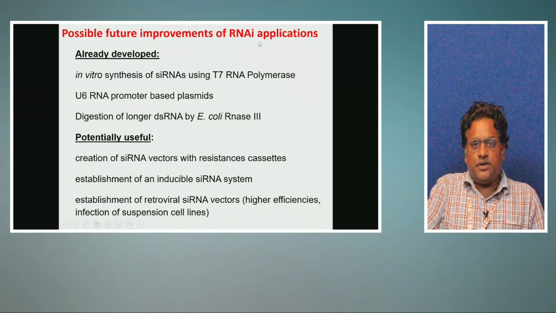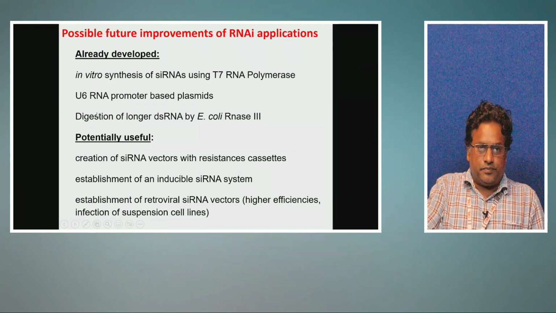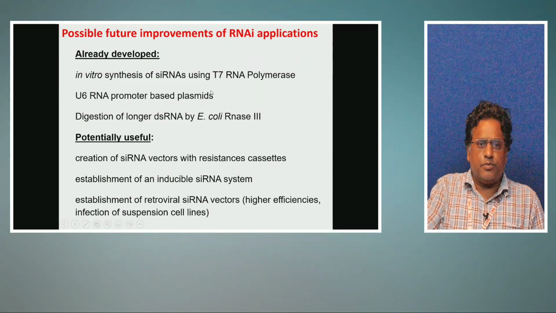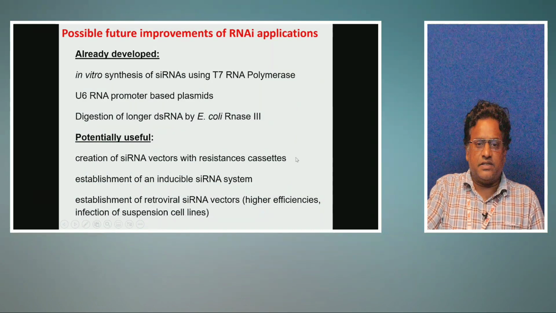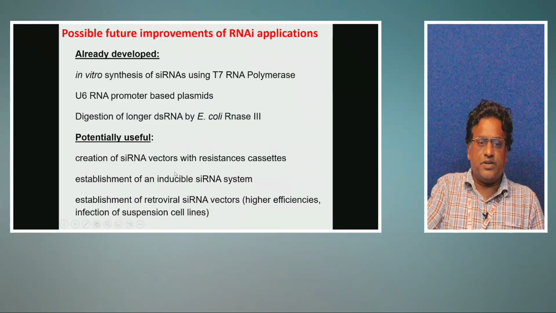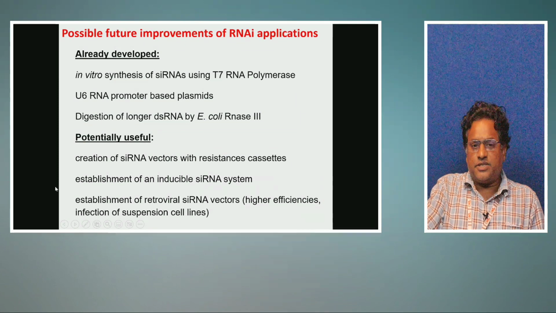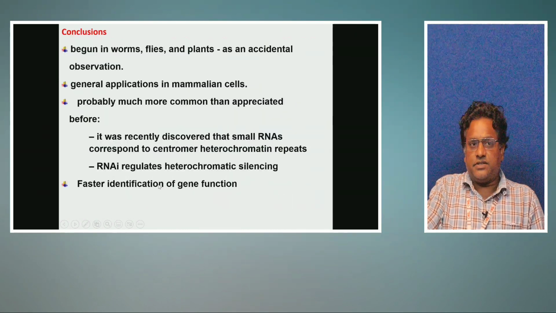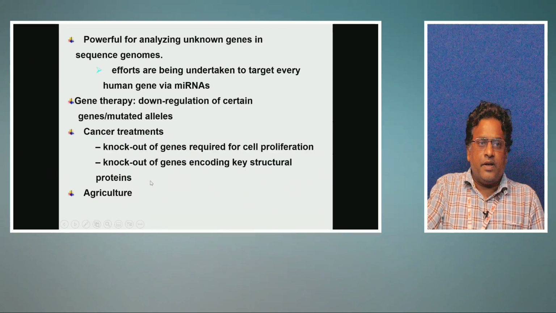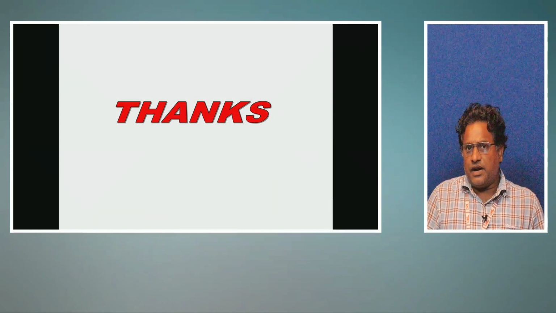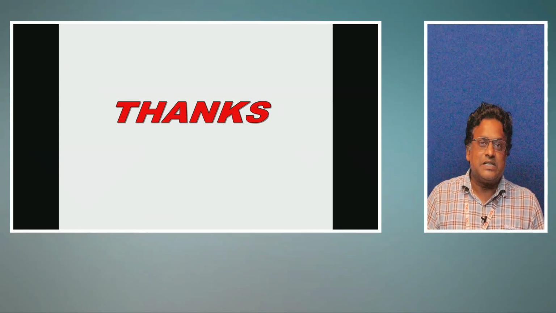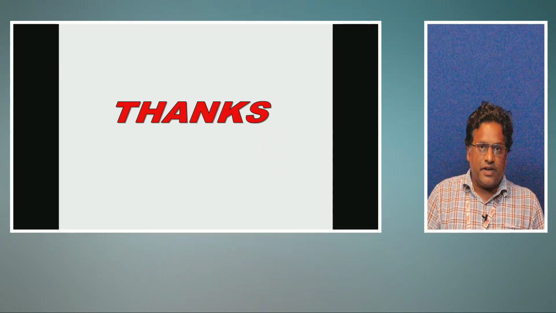Possible future improvements of RNAi application include U6 RNA promoter-based plasmids, or in vitro synthesis with T7 RNA polymerase. It is potentially useful in creating siRNA vectors with resistance cassettes, establishing inducible siRNA, or establishing retroviral siRNA vectors. I hope you understood the basic concept of RNA silencing today, with a special focus on small interfering RNAs, siRNAs, and so on.